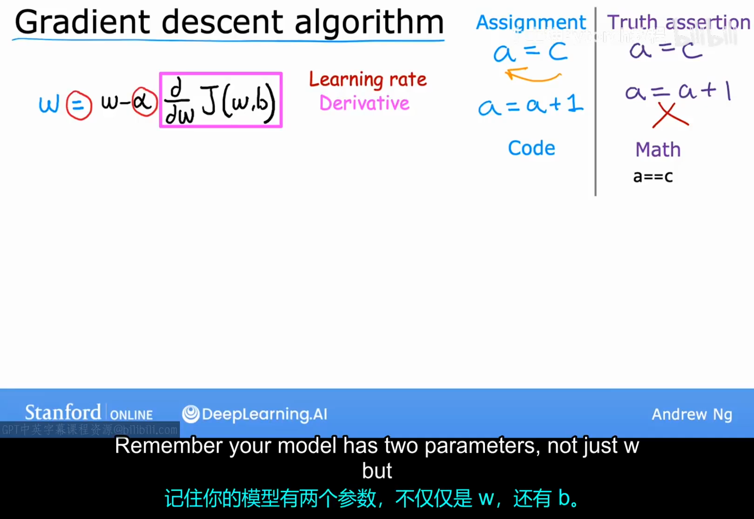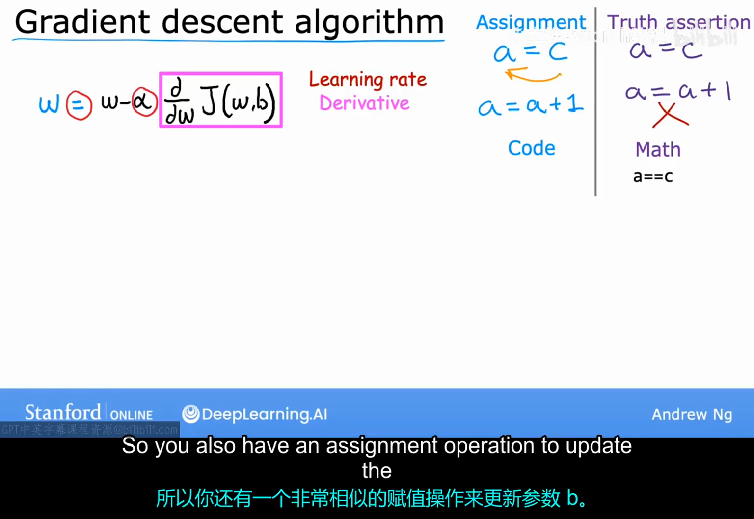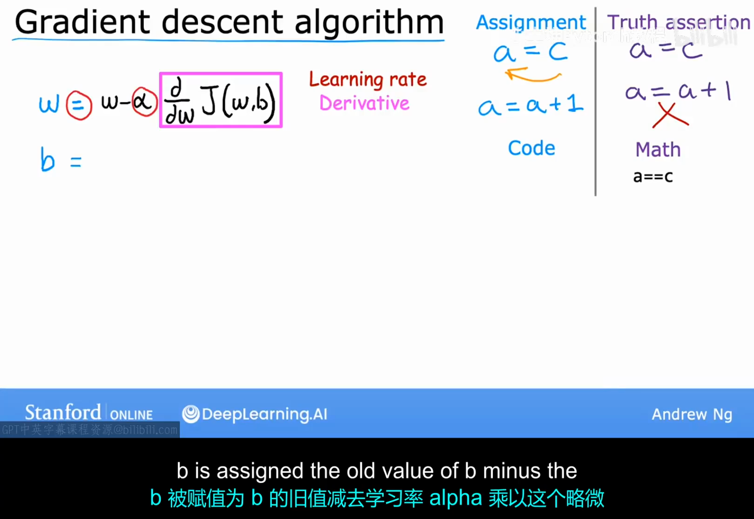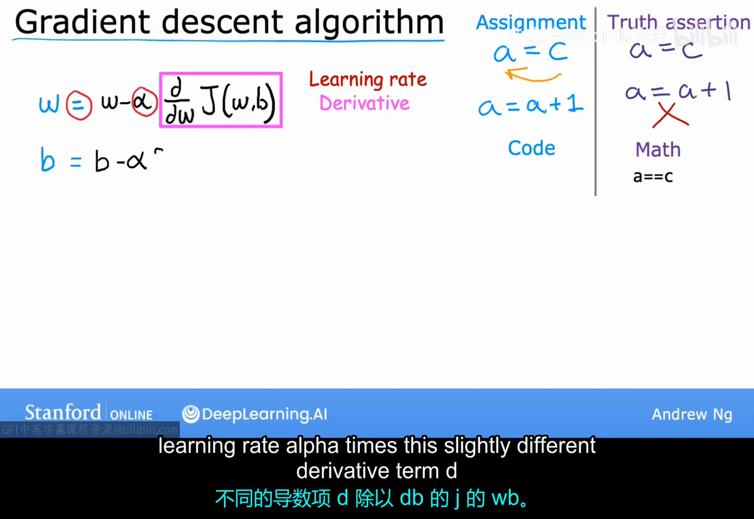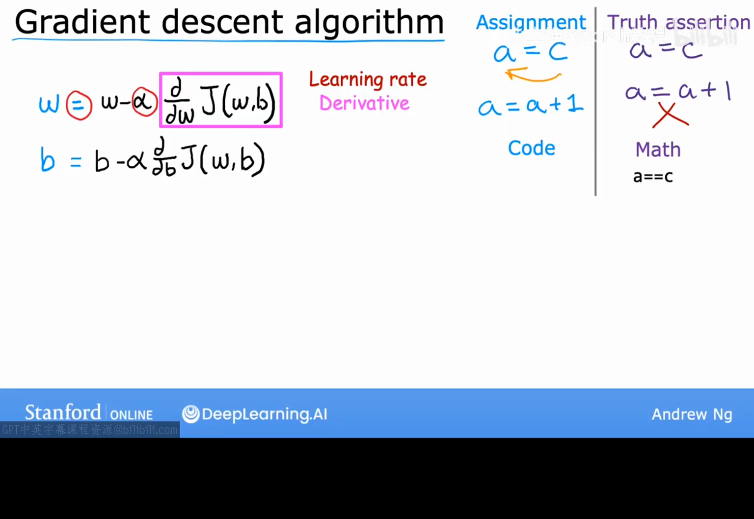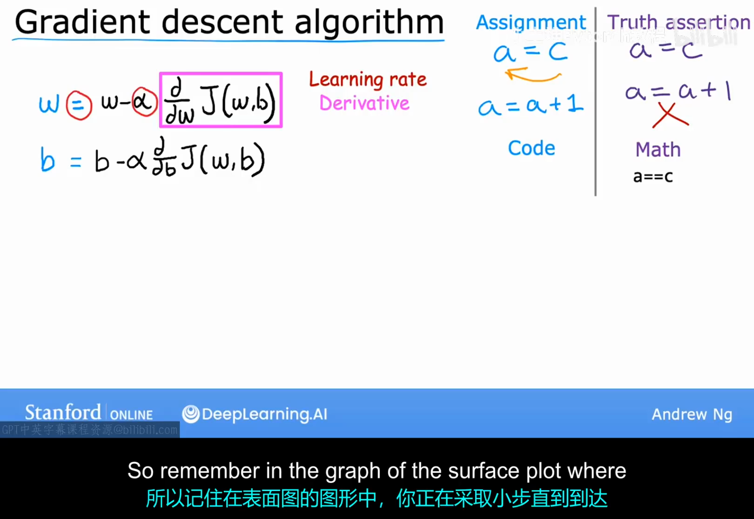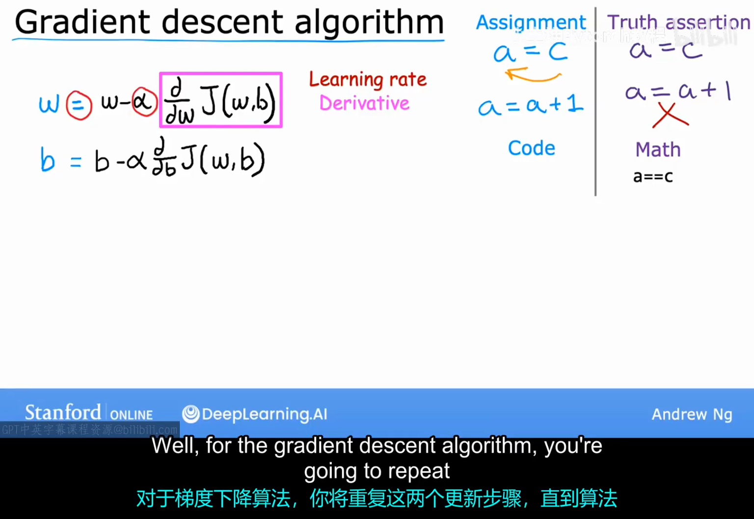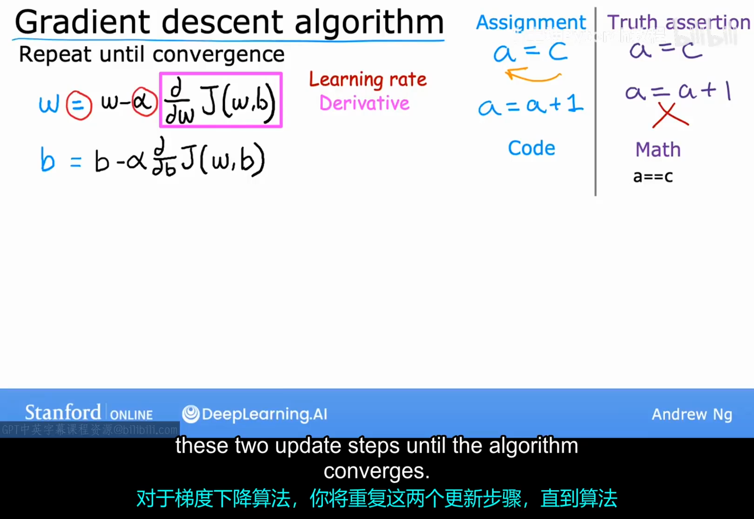One more thing. Remember your model has two parameters, not just w, but also b. So you also have an assignment operation to update the parameter b that looks very similar. b is assigned the old value of b minus the learning rate alpha times this slightly different derivative term d over db of J of w,b. So remember in the graph of the surface plot where you're taking baby steps until you get to the bottom of the valley? Well, for the gradient descent algorithm, you're going to repeat these two update steps until the algorithm converges.